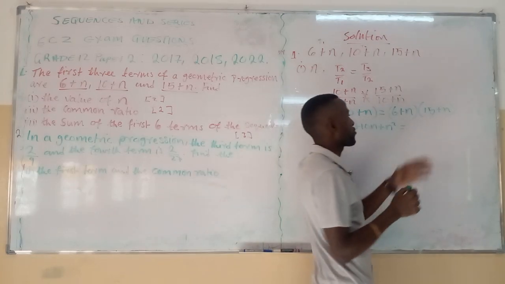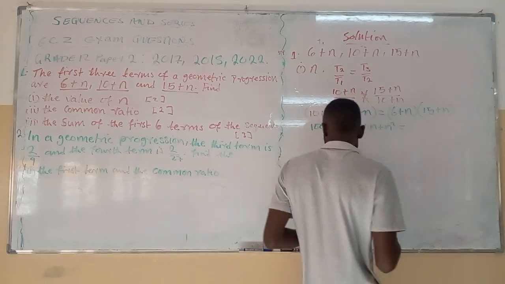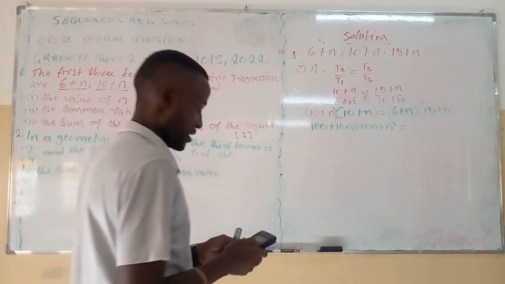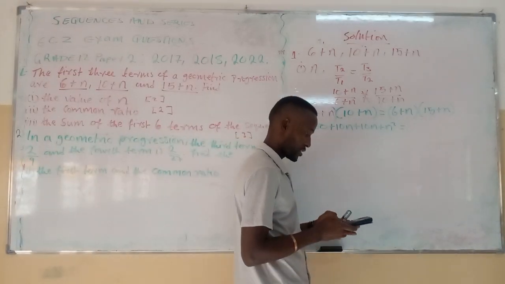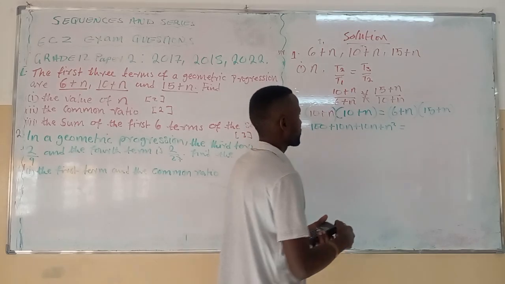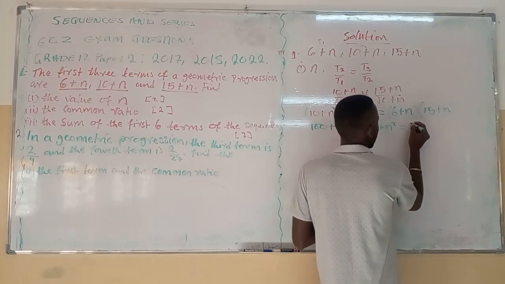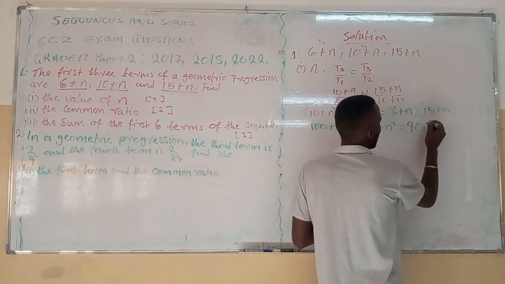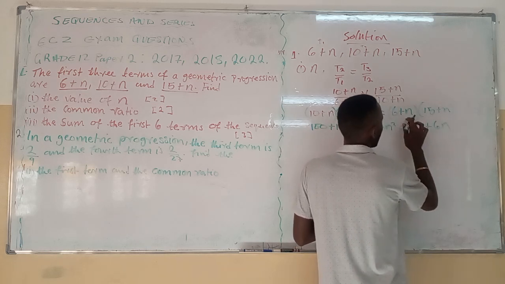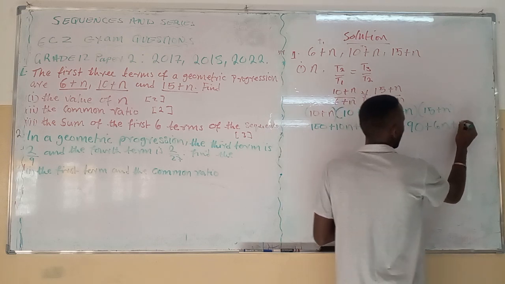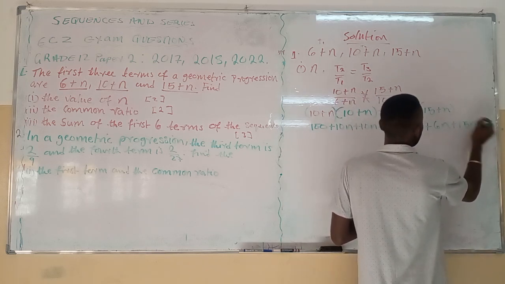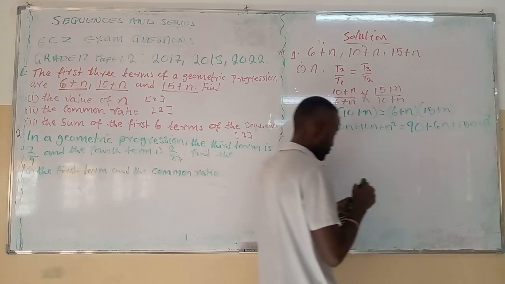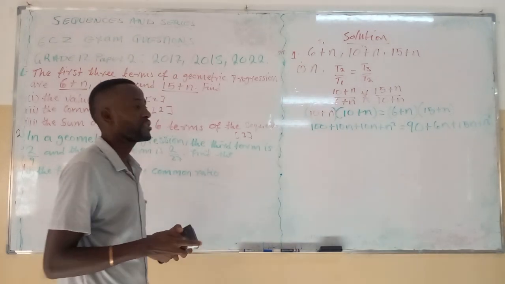Now let's come to the next one. 6 times 15, what is 6 times 15? Let me use my calculator. 15 times 6, we have 90. So let us write our 90 there. 6 times n, we have plus 6n. n times 15, we have plus 15n. And n times n, we have n squared. So we are trying to find the value of n, and this is the way to go.